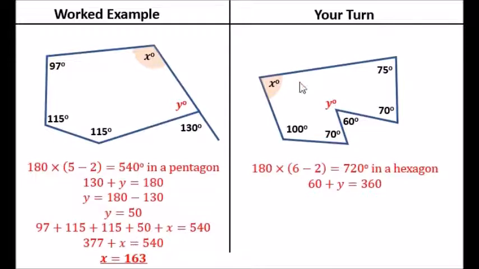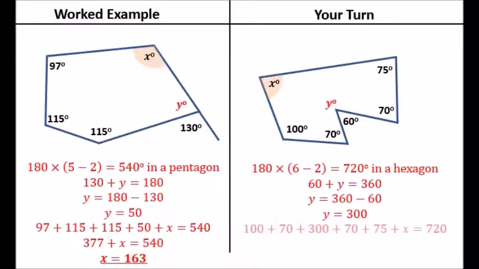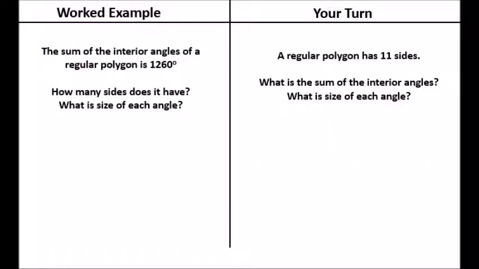I also recognise that the Y and the 60 are around a point, therefore they add up to 360. If I then subtract 60 from both sides of our equation, we end up with Y is equal to 300. If I then add together all the angles inside the hexagon as so, I end up with 720. If I collect the like terms, simplify a bit, I have 615 plus X is equal to 720. And then if I subtract 615 from both sides of our equation, then we end up with X is equal to 105 degrees.